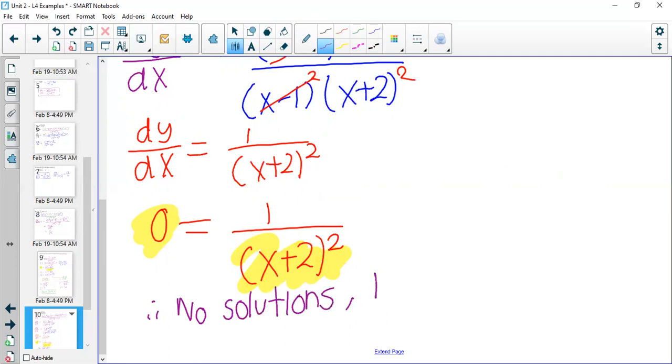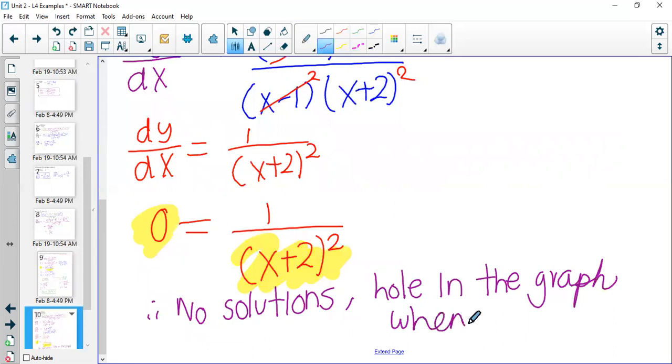And this is particularly because there's a hole in the graph when x is equal to 1. So there's going to be no point where there is a tangent to the curve that is horizontal. And you can graph this function to be able to visualize why this is the case.